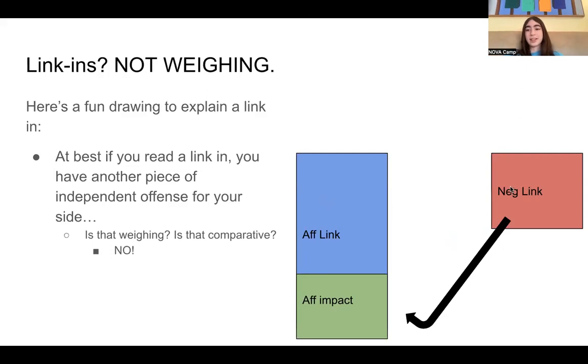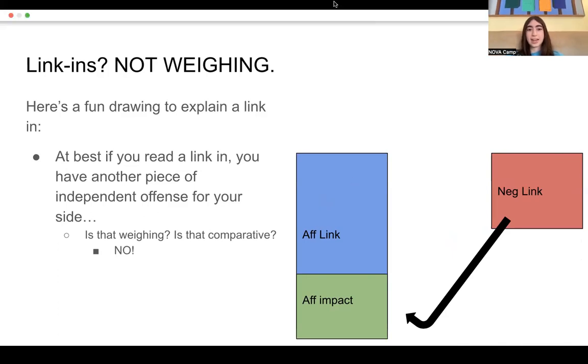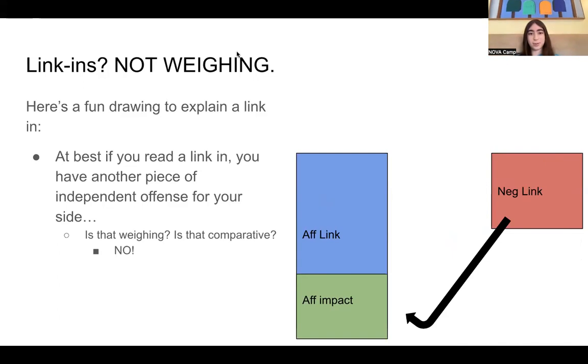Let's say you are neg. You have a case. Your case has a link and it has an impact. Imagine I drew the impact here as well, but the impact of the neg case doesn't matter in this situation. Let me annotate the screen so you can see what I'm pointing to. Now you can see my little red dot. So you have your neg link, and the AFF case has an AFF link and an AFF impact.